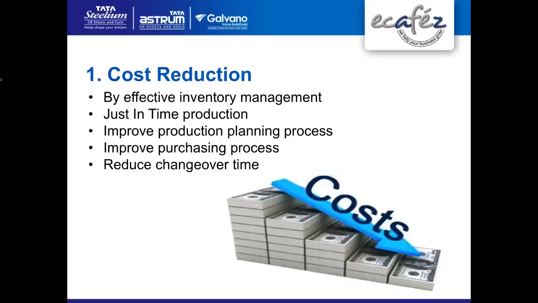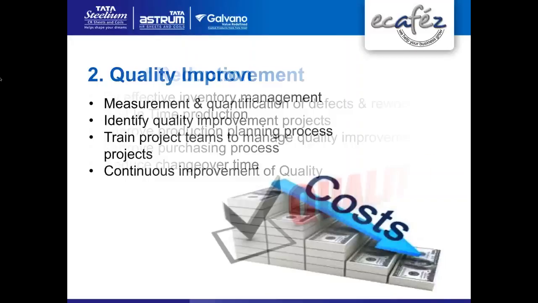From the lean perspective, the very first thing is inventory management. By building more inventory, you are helping the banks get more interest on working capital. Then how can it be reduced? Just-in-time production, which is a proven method of Toyota. Improve the production planning process, improve the purchasing process, and reduce changeover time. These are the various techniques of lean which help to reduce the cost.